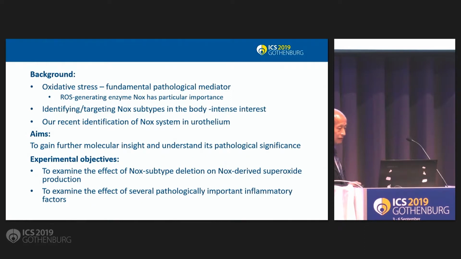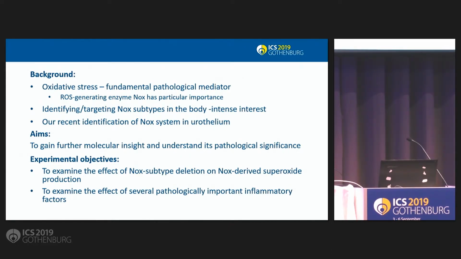Okay. Now, oxidative stress is a fundamental pathological mediator that underlies many pathological changes associated with aging. In this context, the ROS-generating enzyme NOx has a particular importance because this is the only professional ROS generator in the body that produces superoxide as its sole function. Therefore, targeting this molecule can specifically inhibit excessive ROS production without compromising the normal biochemical oxidation. Therefore, there is intense interest in identifying or targeting the NOx subtypes in the body.